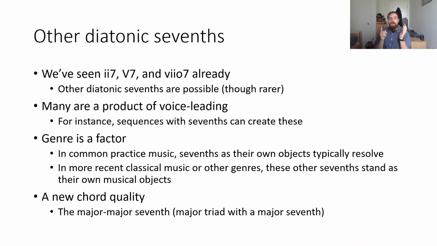We've also seen half diminished and fully diminished. So diminished with the minor seventh and diminished with a diminished seventh. And we've also seen a minor seventh. So a 2-7, for instance, is like that. However, this chord quality is a major chord with a major seventh on it. The major seventh, so to speak. So we'll go ahead and talk about this.